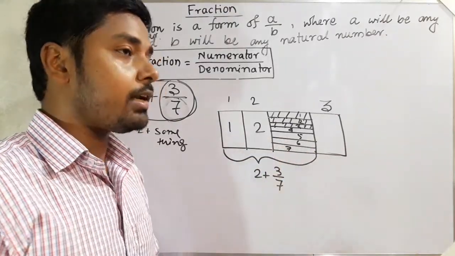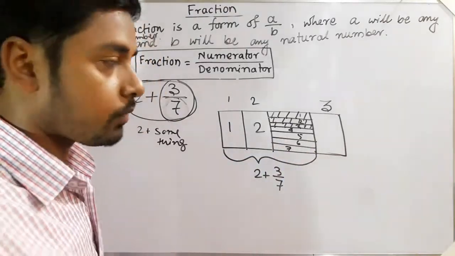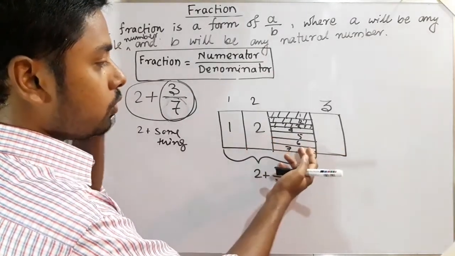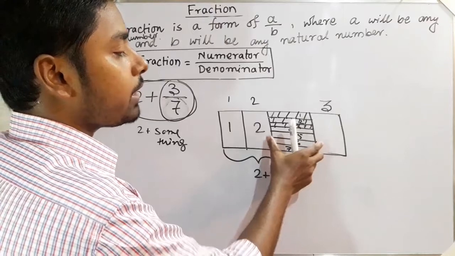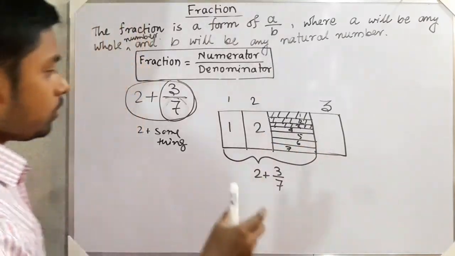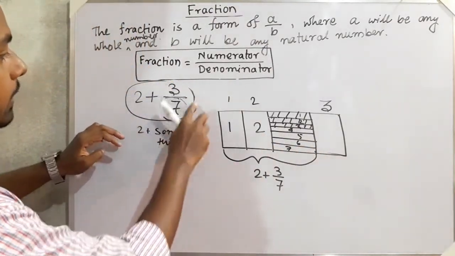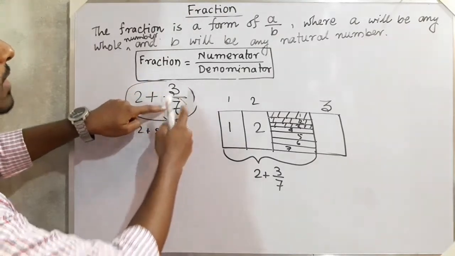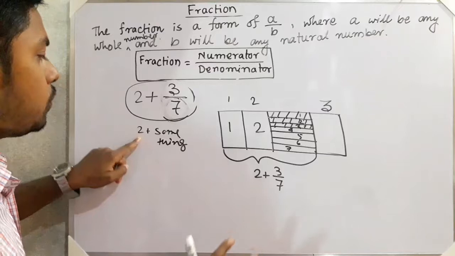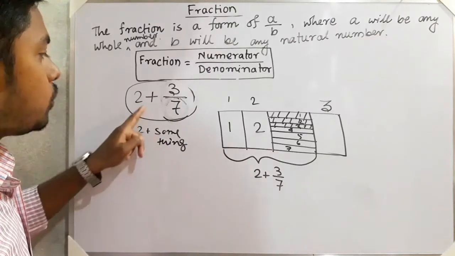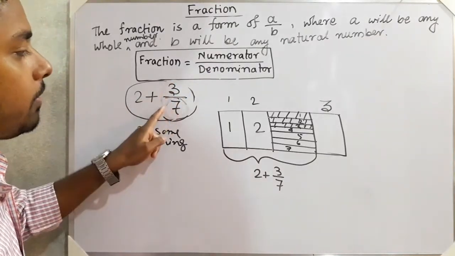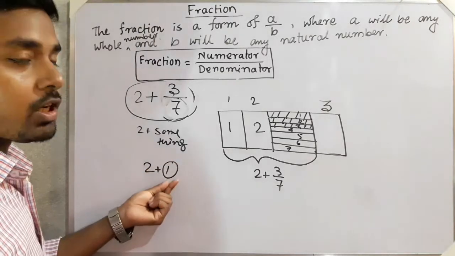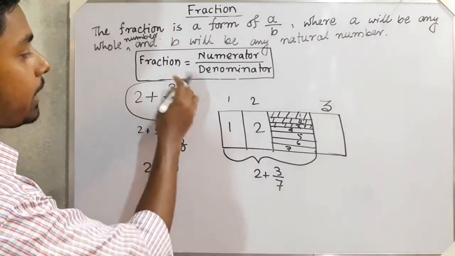Now some students still have confusion. What is the confusion? Sir, you are taking a gap after 2 here. How did you get this gap? I am telling you, here you can see 2 plus 3 by 7. Suppose 2 plus something which is a fraction, we are not adding 2 plus 1, we are not adding a whole number or natural number. So what are we adding? We are adding a fraction.